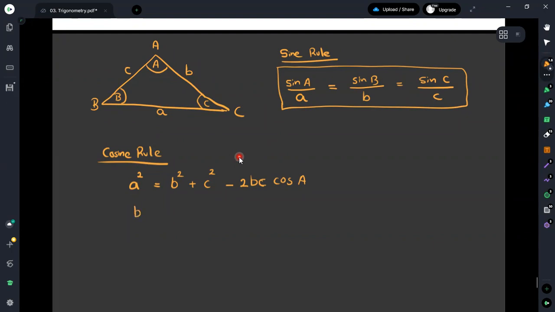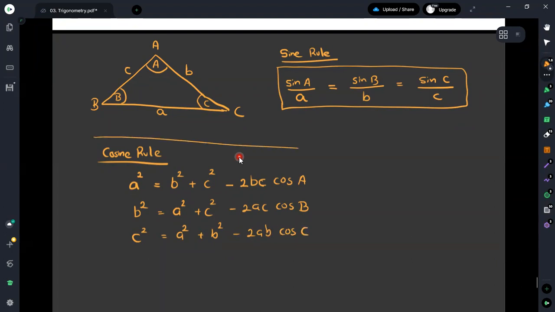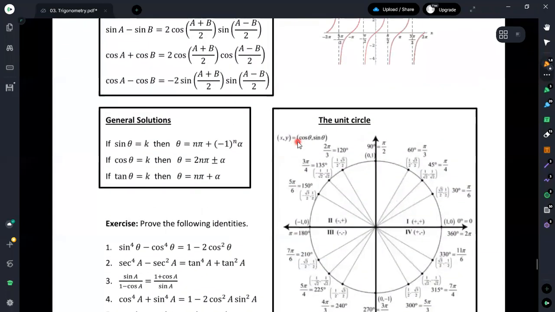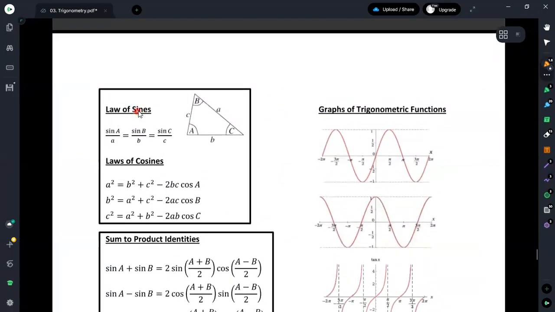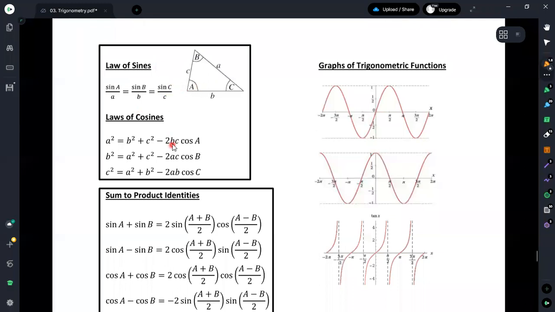If you need to obtain the value for B, then B squared is equal to A squared plus C squared minus 2 times AC times cosine B, and C squared can be taken as A squared plus B squared minus 2 times AB times cosine C. Therefore, this is what we have defined as the cosine rule, along with the sine rule.